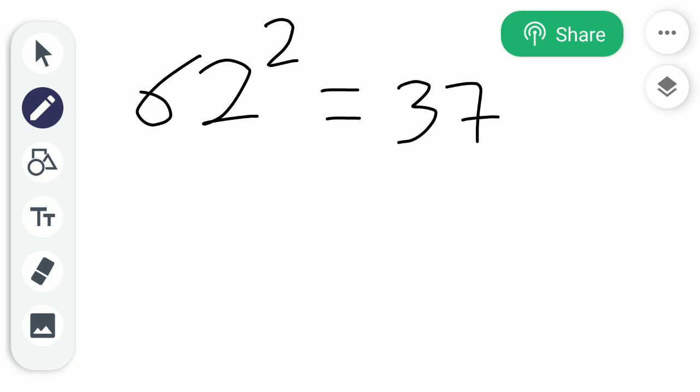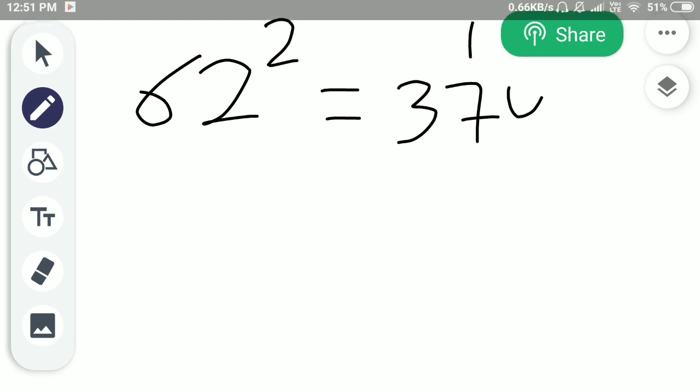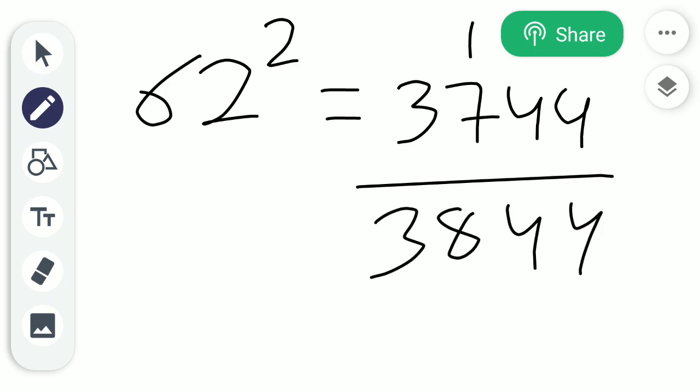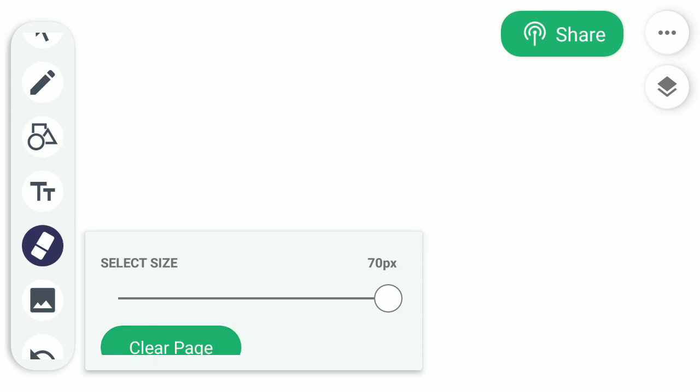So we will write 4 here and 4 here, and 1 is carry. Now we add this carry to 37 and get 3844. This is the square of 62.